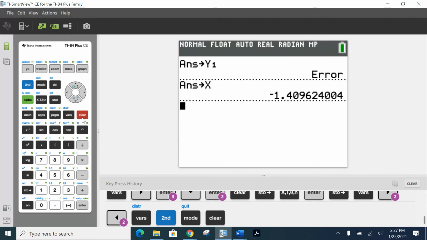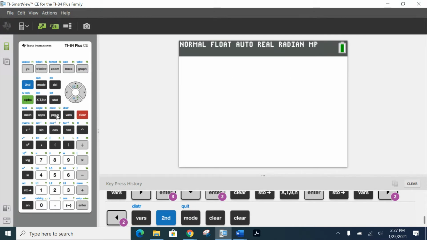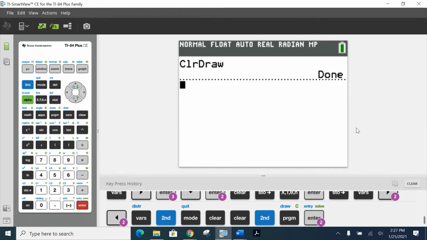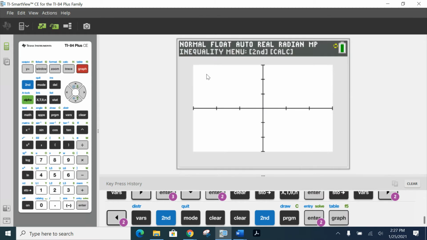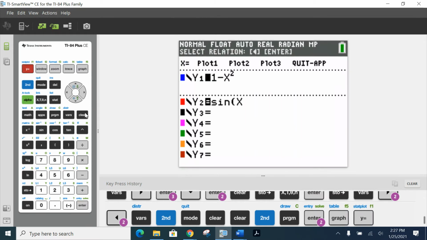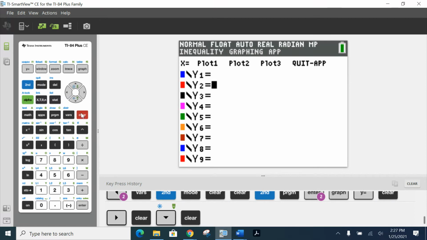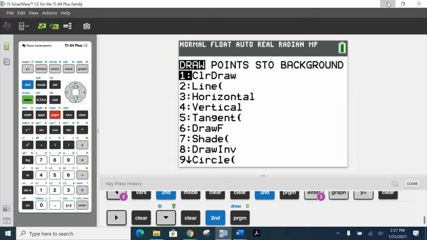One of the ways you can clear your drawing, because you probably still have your drawing from number 1 that we just did, is to go back into your draw menu. The very first thing you're going to see is clear draw. If you hit that and then hit enter, done. Now if we hit graph, your drawing's not going to be there anymore. The only thing you're going to see are these 2 equations. If you don't do that, you're still going to see the previous drawing from number 1. So you want to do that again. It's just second draw and clear draw.